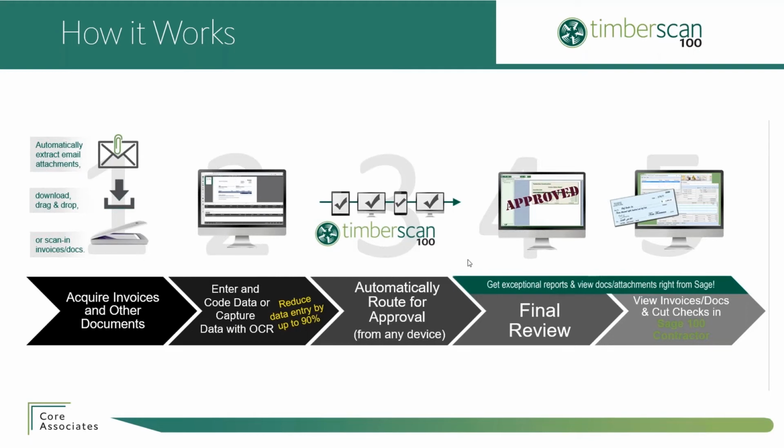As you're going through your routing and approval, you can also attach supporting documents to that invoice. So essentially you're building a packet of information, and that can be anything that you want to collect and manage relating to that invoice. Could be purchase orders, receiving tickets, insurance documents, maybe lien waivers. And that packet of information is not only available within TimberScan, but it also gets sent to your Sage system and is available via the paperclip option within Sage as well.